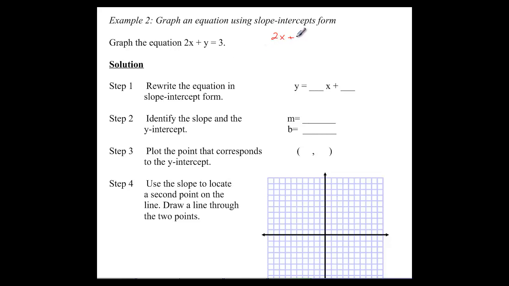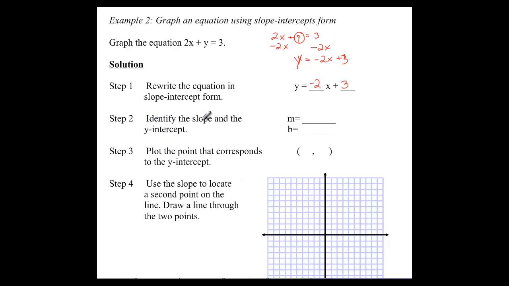2x plus y is equal to 3. I want to isolate y. Subtract 2x from both sides. Sorry about that, y equals negative 2x plus 3. So step 1, rewrite the equation in slope-intercept form. Negative 2x plus a positive 3.